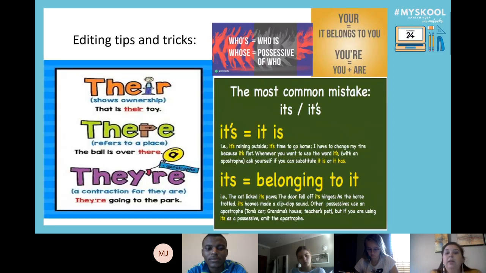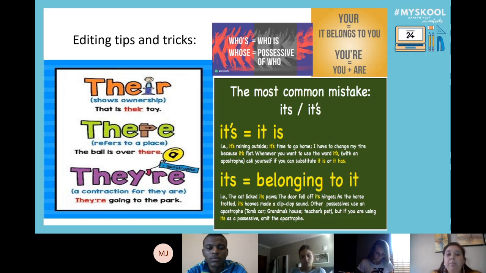Okay, now here are some of the words that you often misspell and that you don't always know how to use. Here are some tips for how they are used. Their shows ownership, T-H-E-I-R. That is their toy. It indicates possession. Hey, their, the R looks like it's pointing. Hey, the ball is over there.